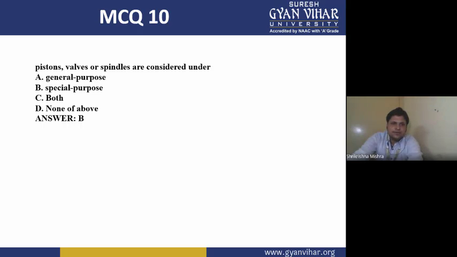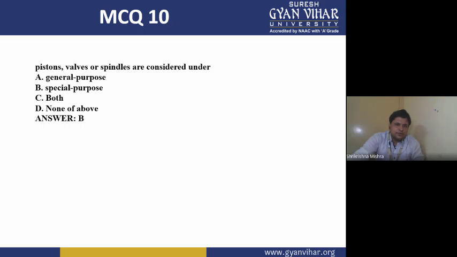Pistons, valves, and spindles. Now this valve and spindle as well as piston are not needed everywhere. They are not considered important in every machine. You don't need them in every machine component. Therefore, these can't be kept under general purpose machines. Now, if A is not the correct answer, then C cannot be the correct answer either. And now you have to choose between B and D.